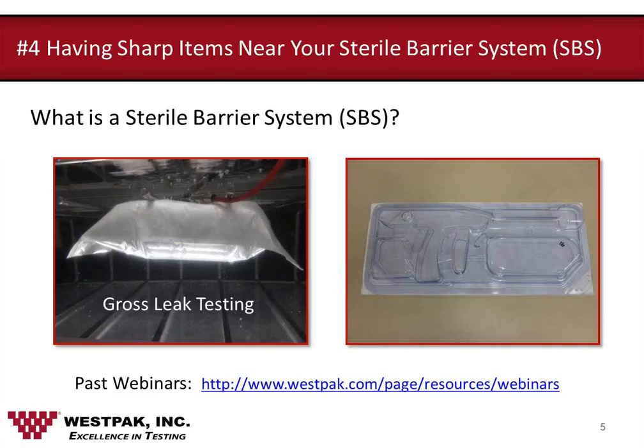The customer puts the product in there, seals it, and sterilizes it using either ETO, gamma, or steam sterilization, usually one of those 3. Then we run it through a transportation simulation, and then we do what's called a gross leak test. You can see a picture of that on the left. Again, we have a full webinar on sterile barrier system package design and testing on our website, so feel free to go check that out. But that's the high level of what a sterile barrier system is. Once it's sterile inside, you want to keep it sterile, so keeping that intact is very important.